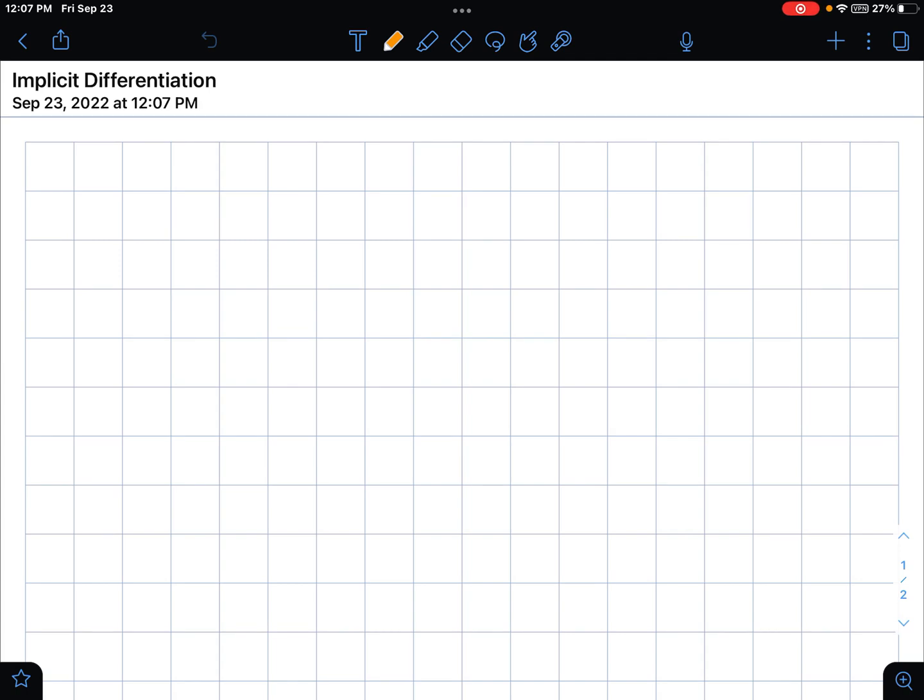This lesson is on implicit differentiation. Let's talk about what that means. First of all, if we talk about an equation being in explicit form, what that means is that an equation can be written in the form of y equals something. So that means y can be isolated.